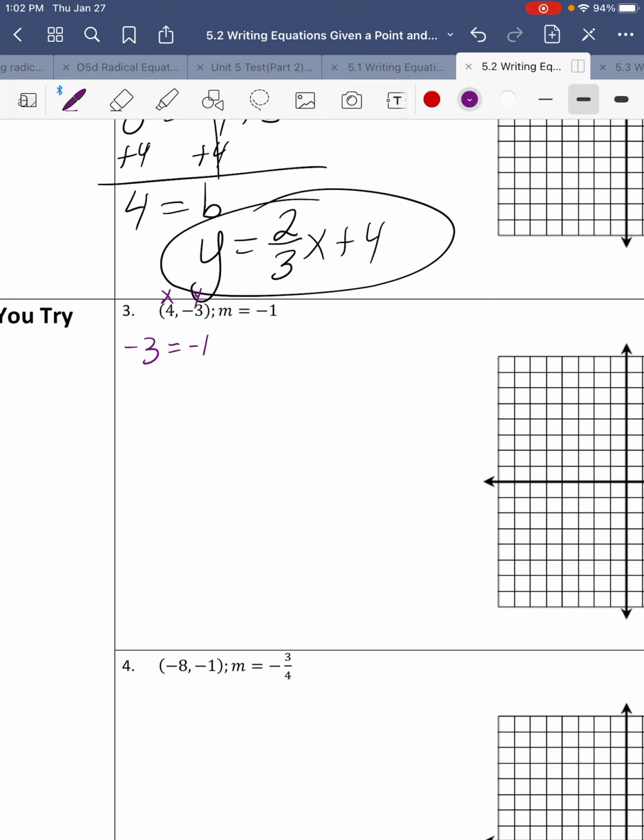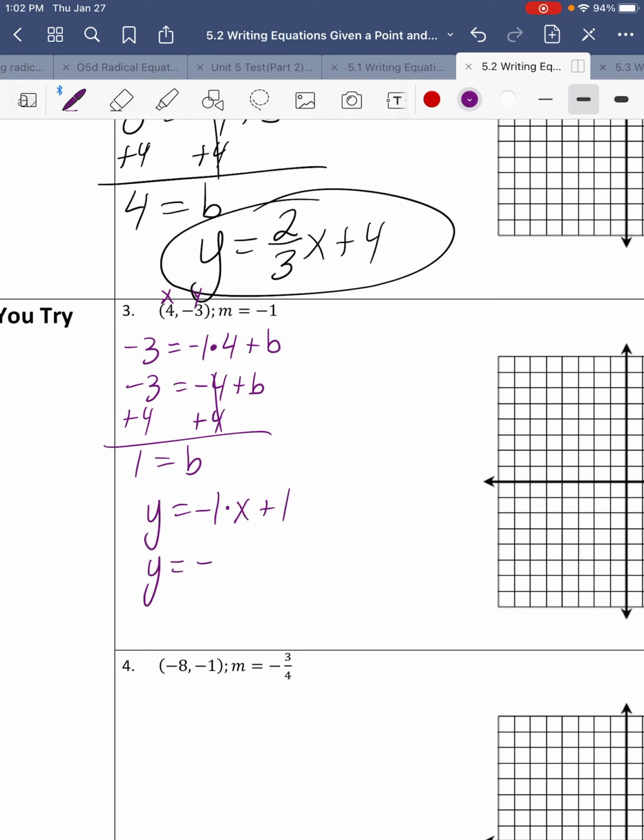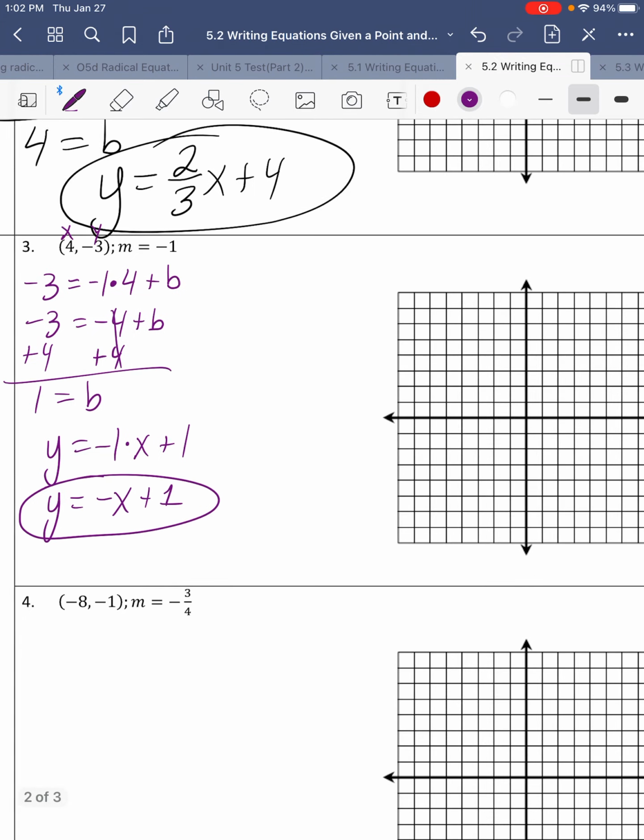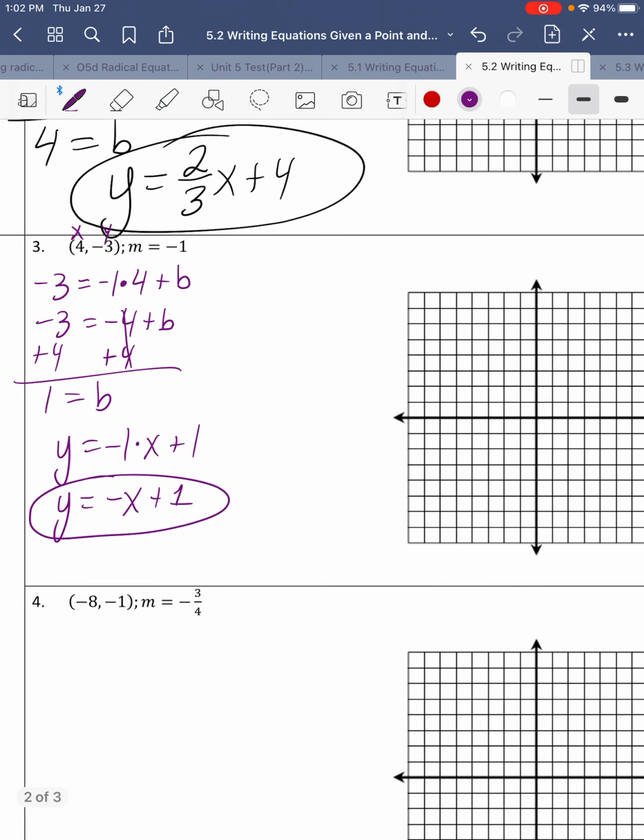So we have -3, so it's y equals m times x plus b. Multiply -1 times 4 is -4, plus b. 1 equals b. So we have y equals -1 times x plus 1. -1 times x is -x. You could think, why do we have the plus 1 there then? Because adding 1 to something does change it, but multiplying by 1 does not. It keeps it exactly the same.